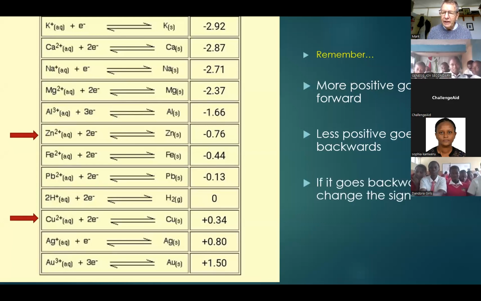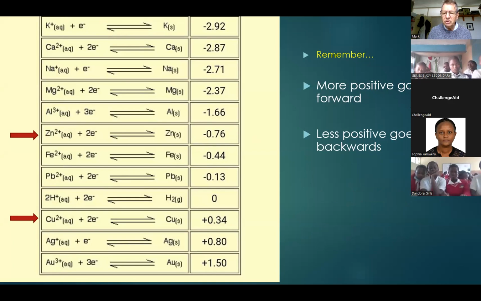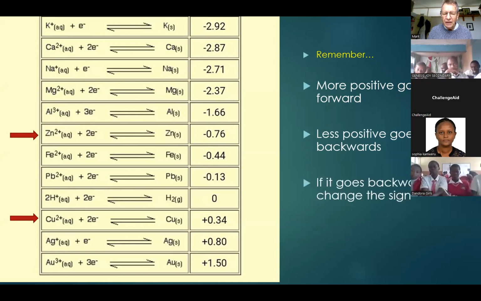Now, to work out the voltage produced by the two, what we call half cells joined together, we change the sign of the one which goes backwards, and then we just add up the voltages. Let's just go through it again. The most positive one goes forwards. The less positive one goes backwards. If it goes backwards, we change the sign. So the zinc is the negative one. So it goes backwards, and that becomes positive 0.76. And so the whole voltage is now positive 0.76 plus positive 0.34, and it will be 1.1.